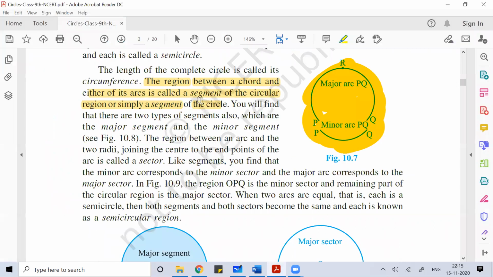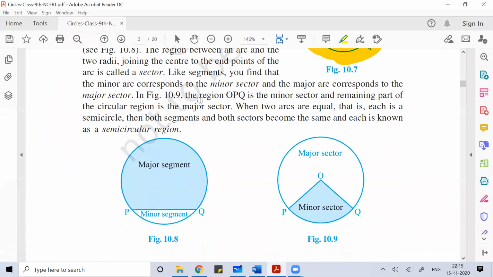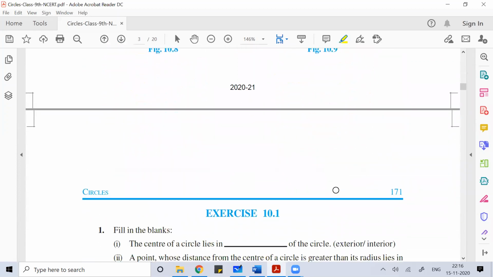So you need to understand the term sector also, along with minor arc and major arc. The segment, I already discussed. A segment is basically the region between the arc and the chord of the circle. Similarly, this is the sector, which I already discussed. So minor sector and major sector.